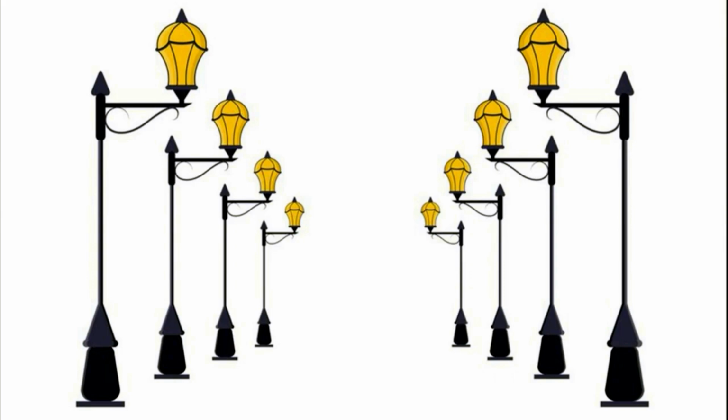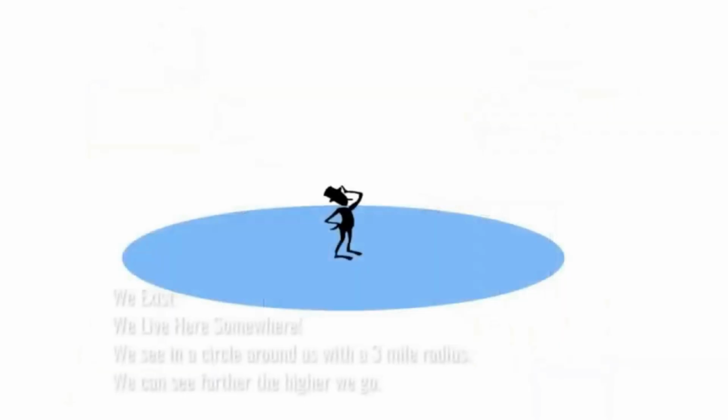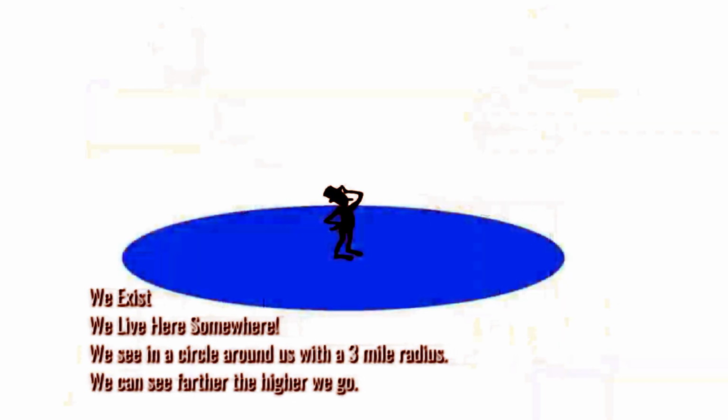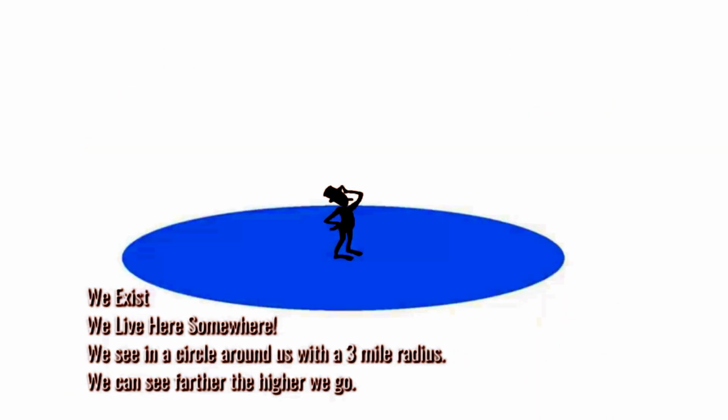But when it comes to the sun on a flat motionless plane, the first thing to understand is the idea of the atmospheric dome. So far we agree we are existing, we live here somewhere. I'm assuming we're on the same page. We can see in a circle around us for about 3 miles in radius. If it's very clear, perhaps more.